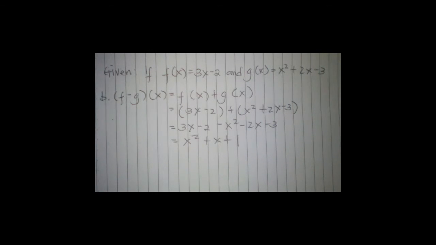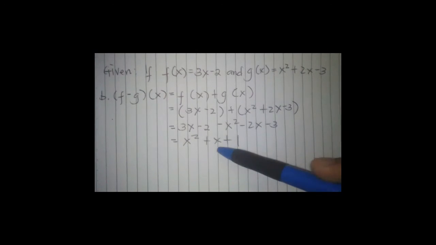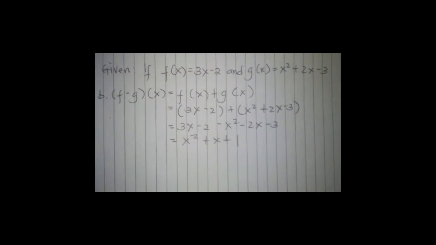The next step is to subtract 3x minus 2x. Because 3x is larger than 2x, the answer will be x. And we will put the x at the bottom of the value of f of x and g of x. And we subtract negative 2 minus 3, and the answer is 1. For the difference function, this is the answer: x squared plus x plus 1.